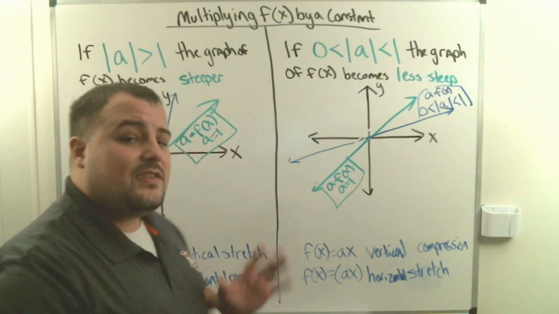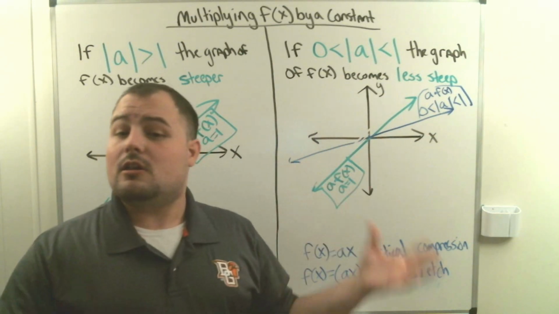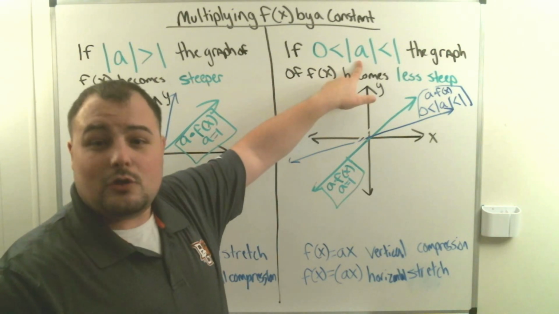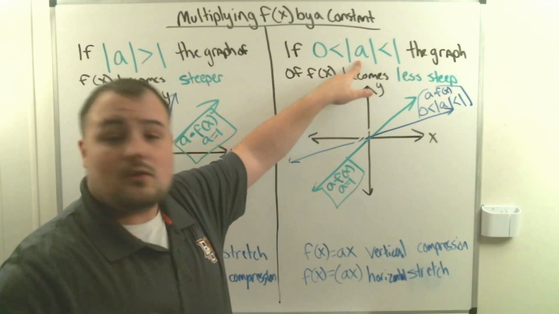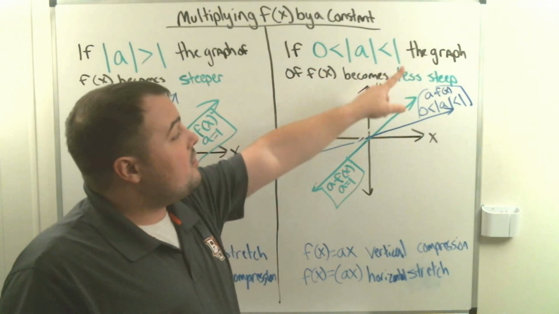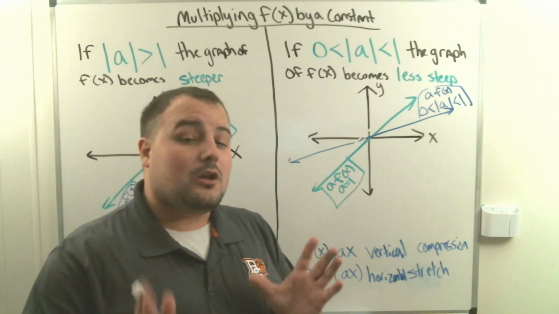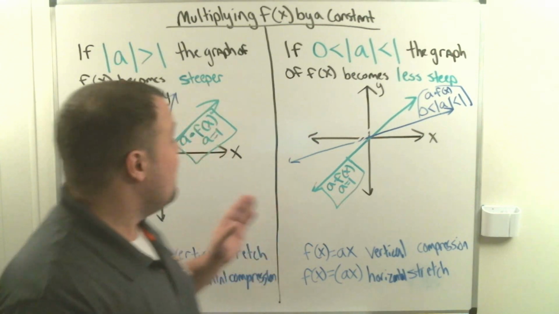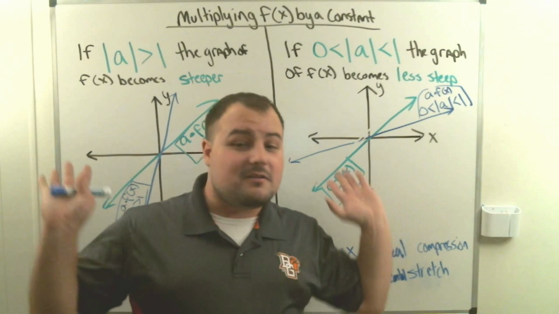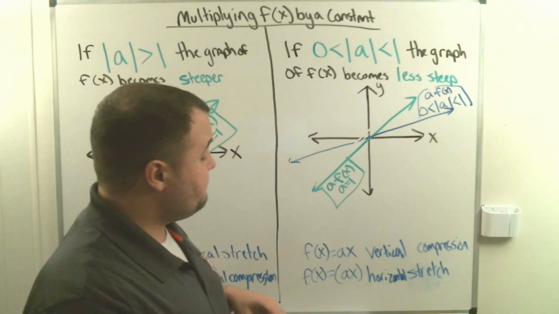Now, on the other side, the opposite's happening. Instead of getting further away from the x, we're going to now get closer to the x. So, if the number, our a value, if our number that's multiplied by x, or again, our slope, is between 0 and 1, the graph of f of x is going to become less steep. So that means it's going to get closer to the x instead of closer to the y. If we get closer to the y, it's steep. If we get closer to the x, we can almost walk across it, and we're good to go. So we're going to get closer to the x in this problem.